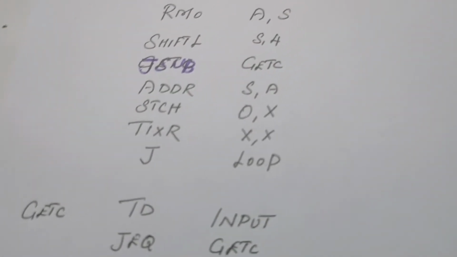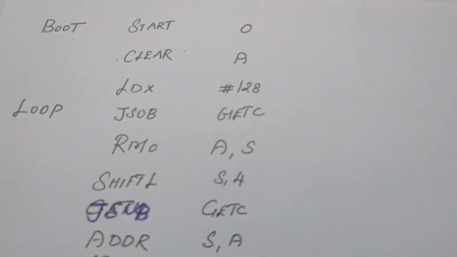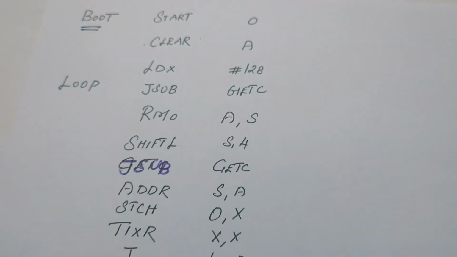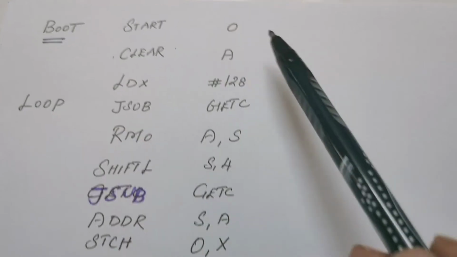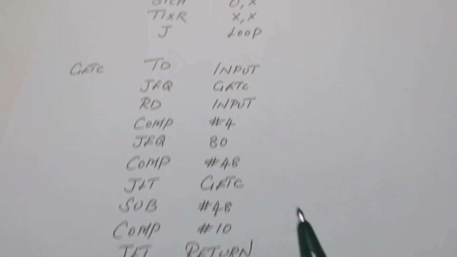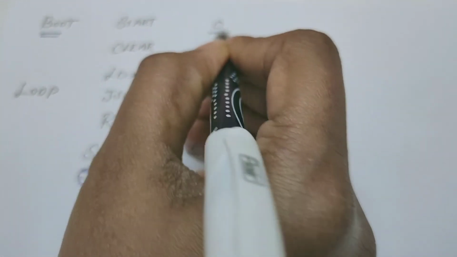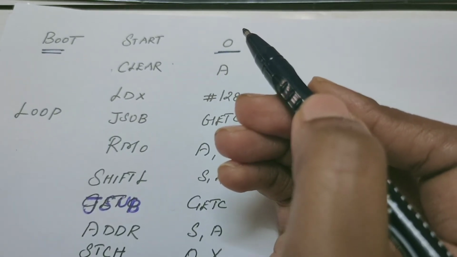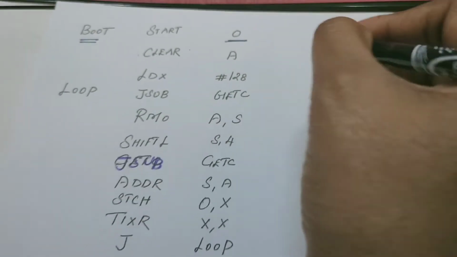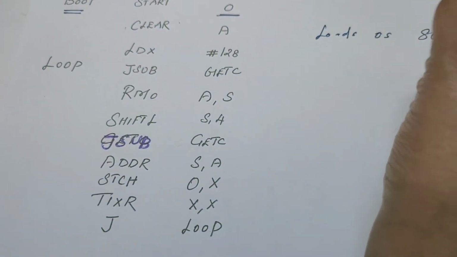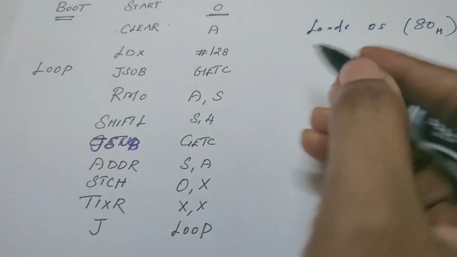Okay, now I'll show you the Bootstrap Loader program and we will see the overview of the program. Later we will see an example. Boot is the name of the program. As I said earlier, this is completely the loader program and this loader program is available in the memory starting from the address 0. That is why the Bootstrap Loader is available at address 0, and this loader program loads the operating system from the address 80.